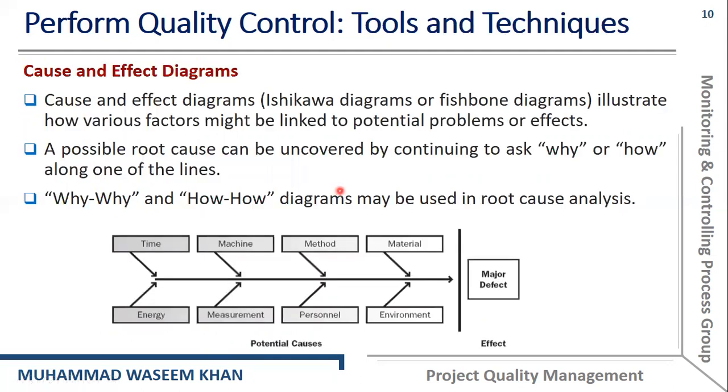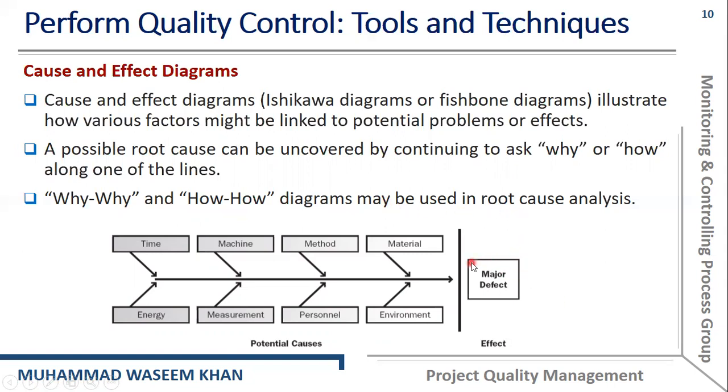Let's talk about the tools and techniques. Remember that we have already discussed the cause and effect diagrams in some other tools, but again, we are going to discuss it here. So the cause and effect diagram is also called a fishbone diagram or Ishikawa diagram, and it is used to identify the root causes of an effect or problem. A possible root cause can be uncovered by continuing the questions like why and how again and again. So why and how diagrams may be used in root cause analysis.